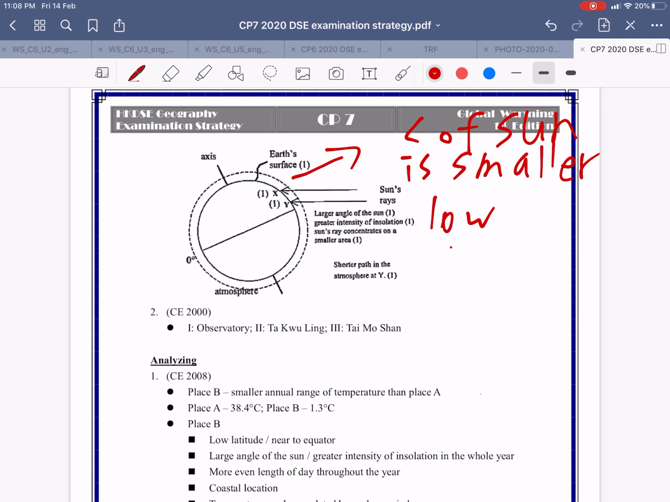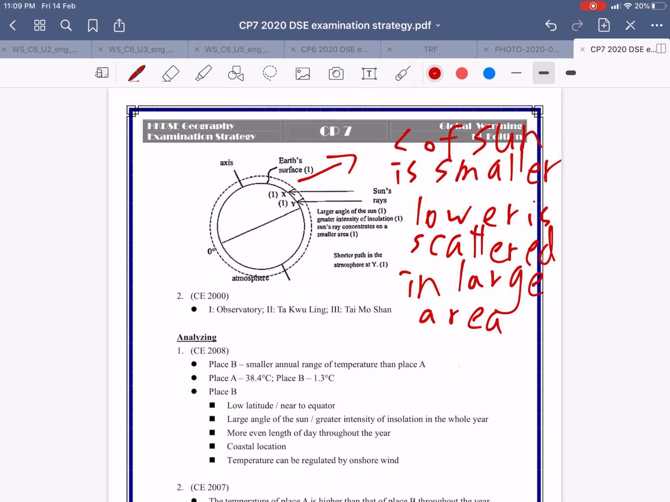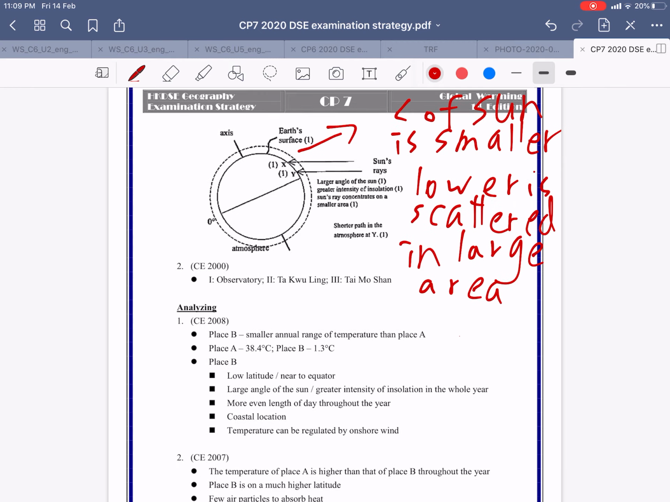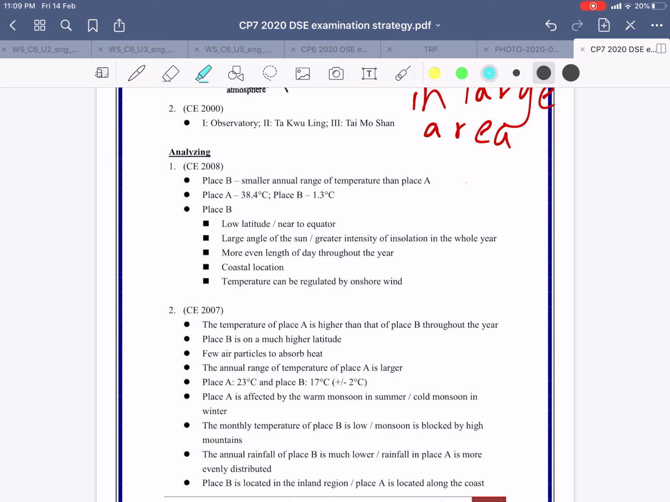The lower intensity is scattered, as I've said before on the previous page, over a large area. And you have to tell that the path through the atmosphere is longer at X also. Accordingly, you had better state the key concept related to the latitudinal difference of the Earth. That is for explaining latitude. I'm not going to go through one by one, but the 208 question has similar things.